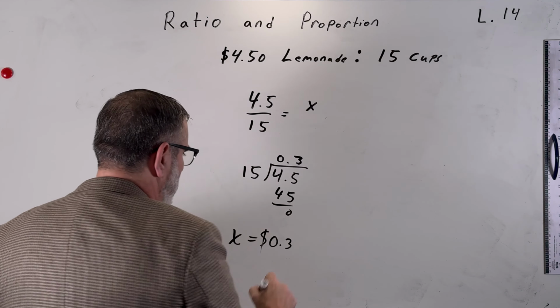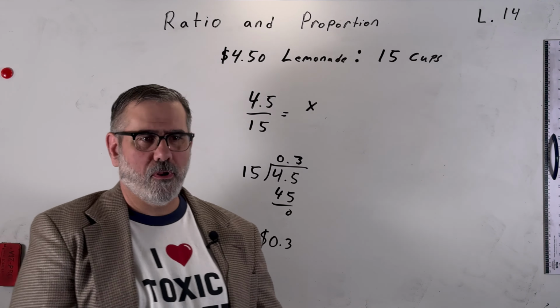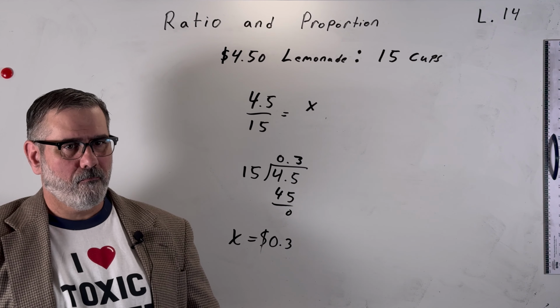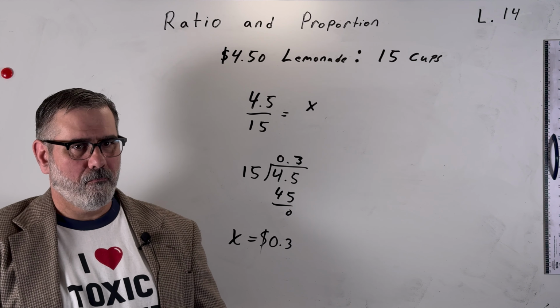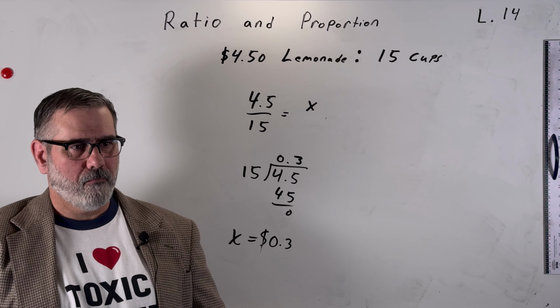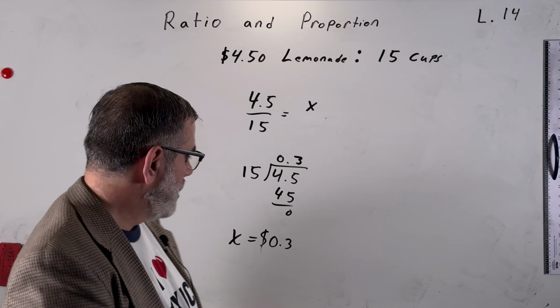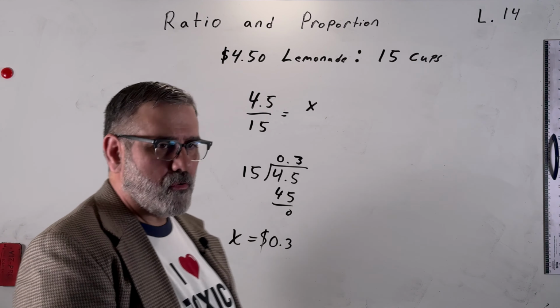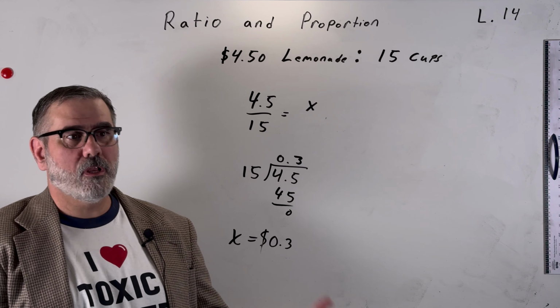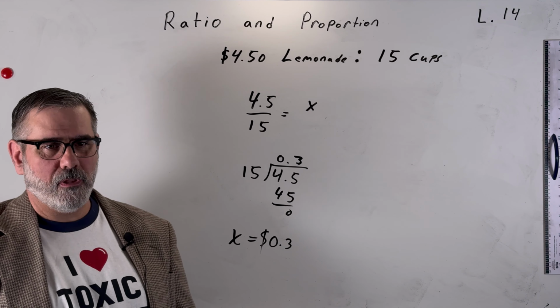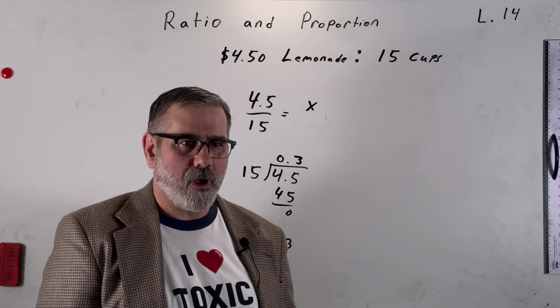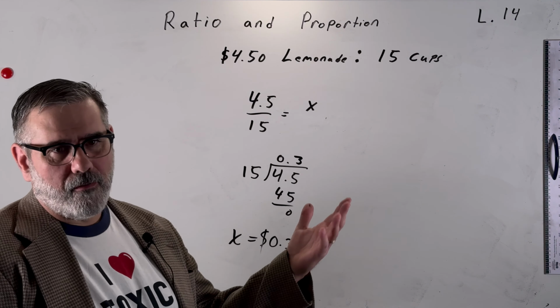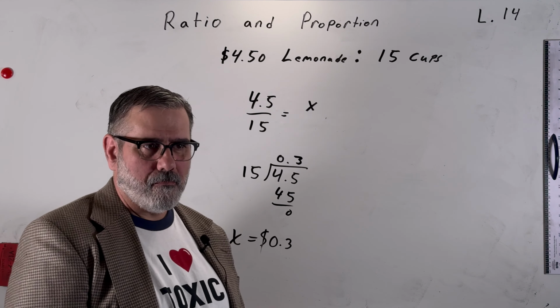0.3, and that's dollars. How many cents is $0.3? It's 30 cents. $0.3 is 30 cents. So if they're selling it for 25 cents a cup, you see they're losing a nickel every time they sell a cup of lemonade. So they might want to adjust their prices so they can make some money, maybe 50 cents for a cup. Yeah, something like that.